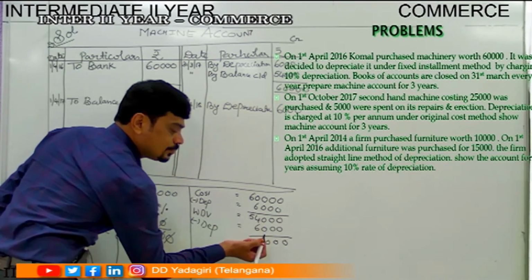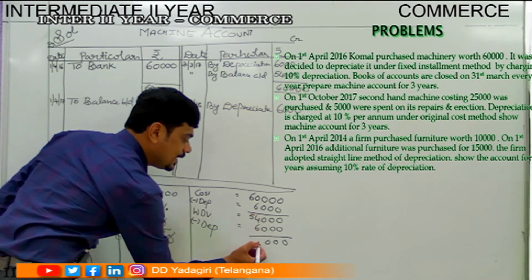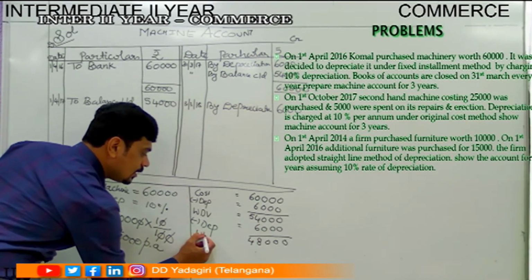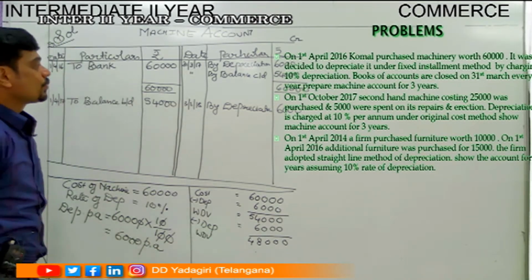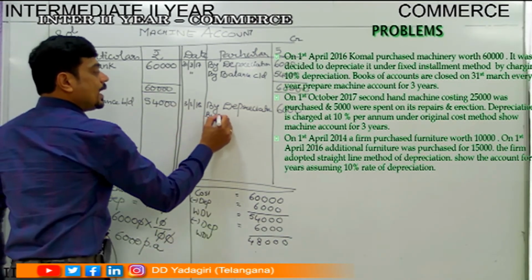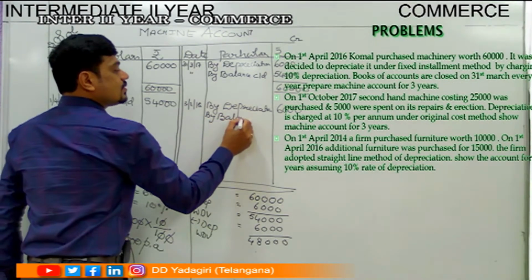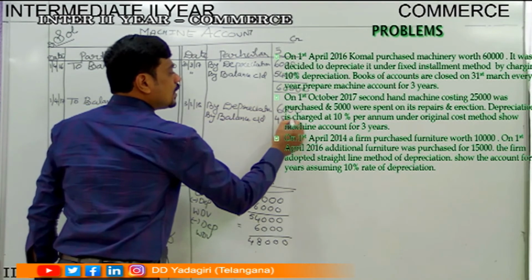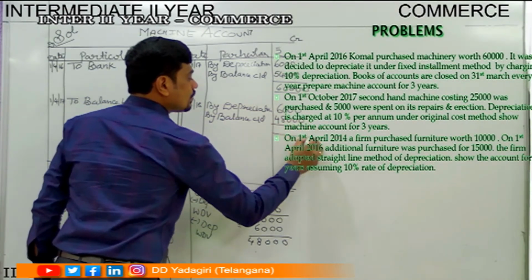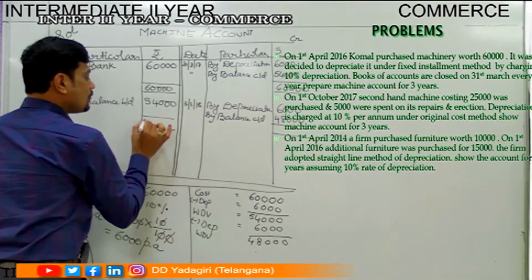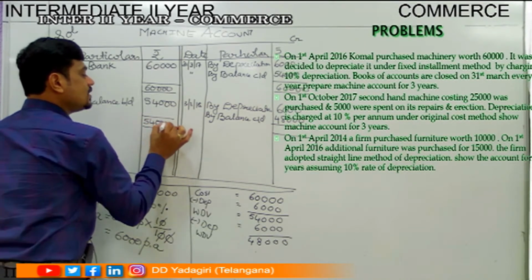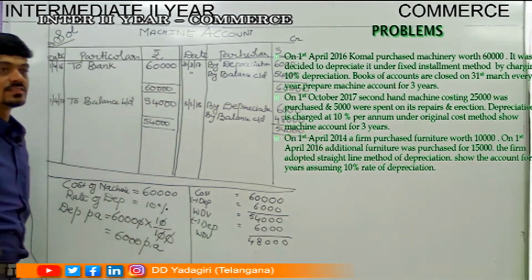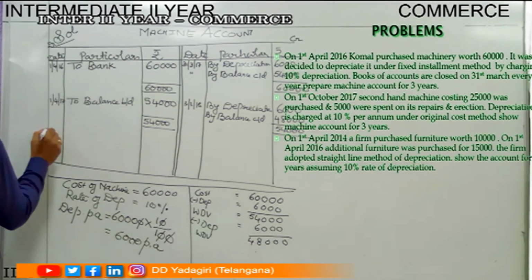4 minus 6, possible? No. So borrow: 14 minus 6, 8. Left over 4. What do we call this? Written down value. So close the account again by balance carried down 48,000. Close it with total of 54,000. How many years are completed? 2 years. They asked us to prepare for how many years? 3 years. Now we are in the third year.